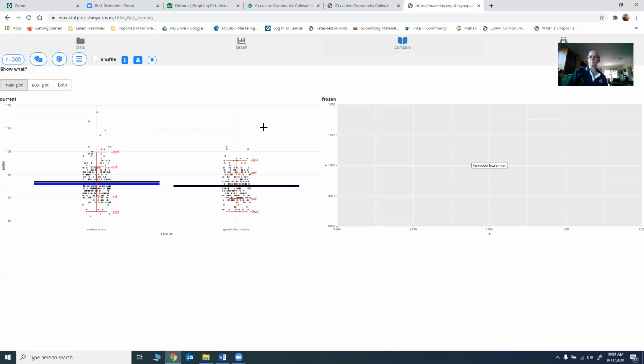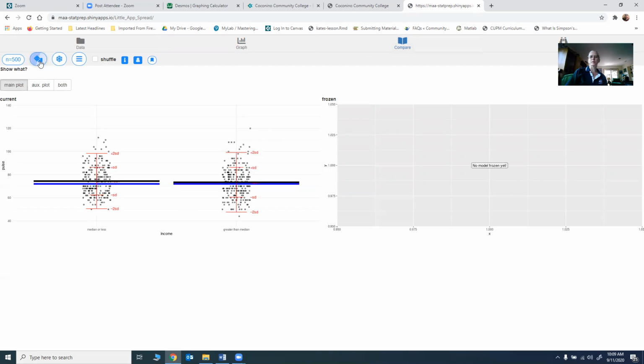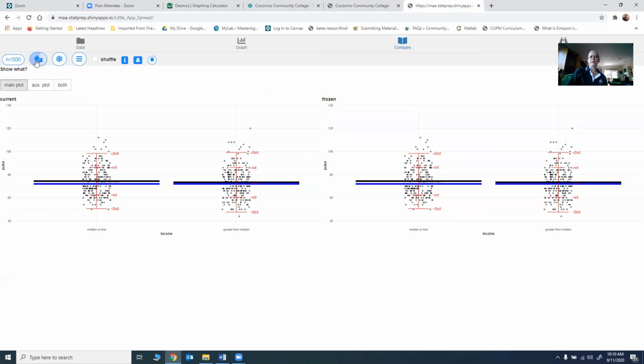We can actually compare and create another model if we want to. So I can get another sample, freeze it, and then take another sample, and you can see the difference of how they look. Take another sample if you want. You can compare to this one, and you can see that the standard deviation pretty much stays the same for these, and the means and medians kind of stay the same. A little different for different samples, but that's basically what's happening.